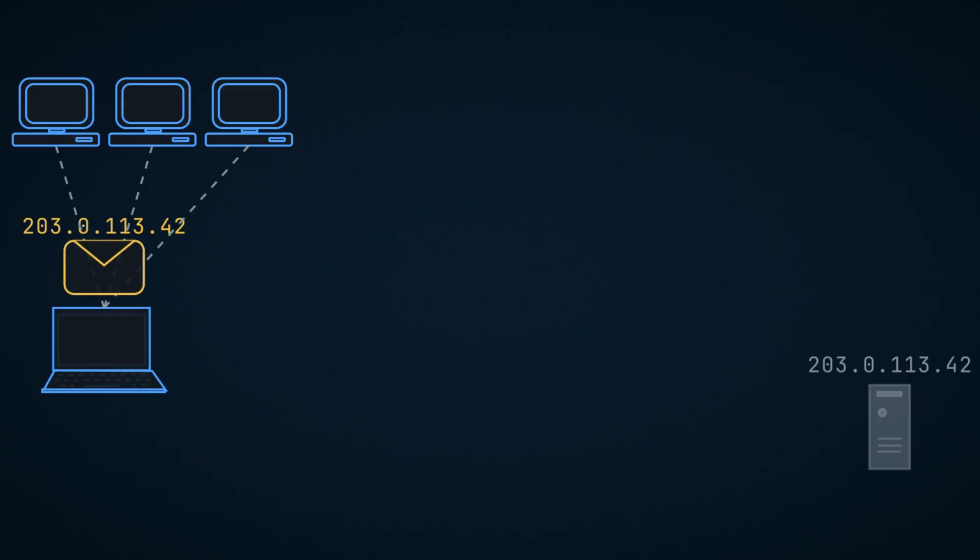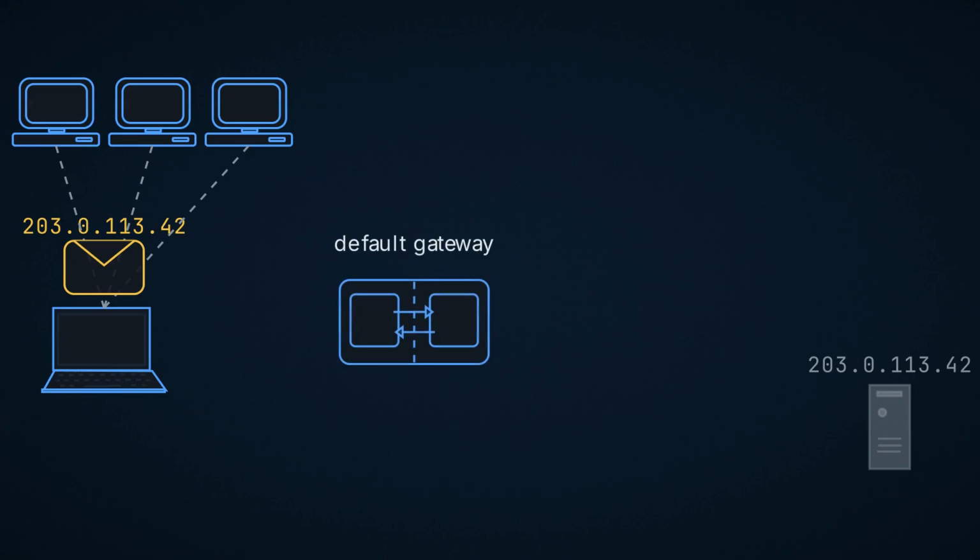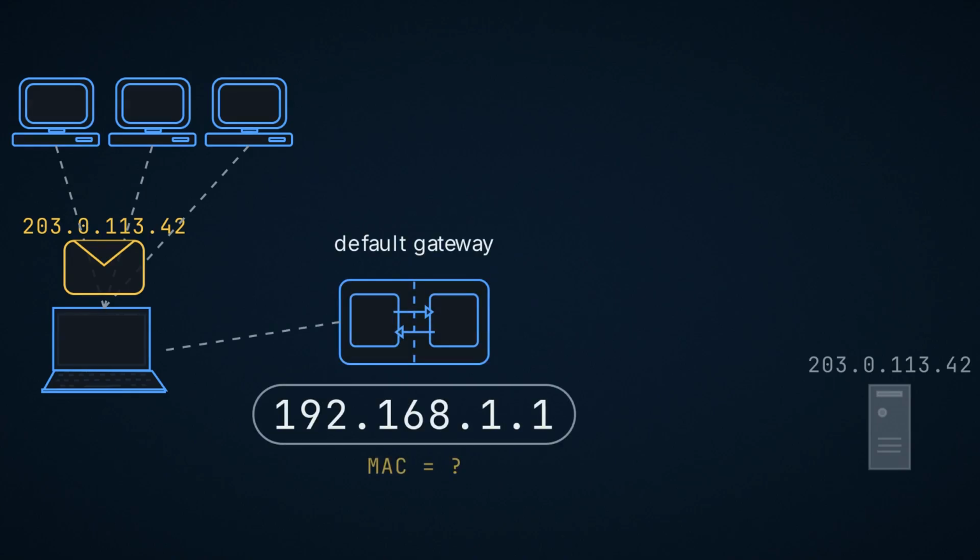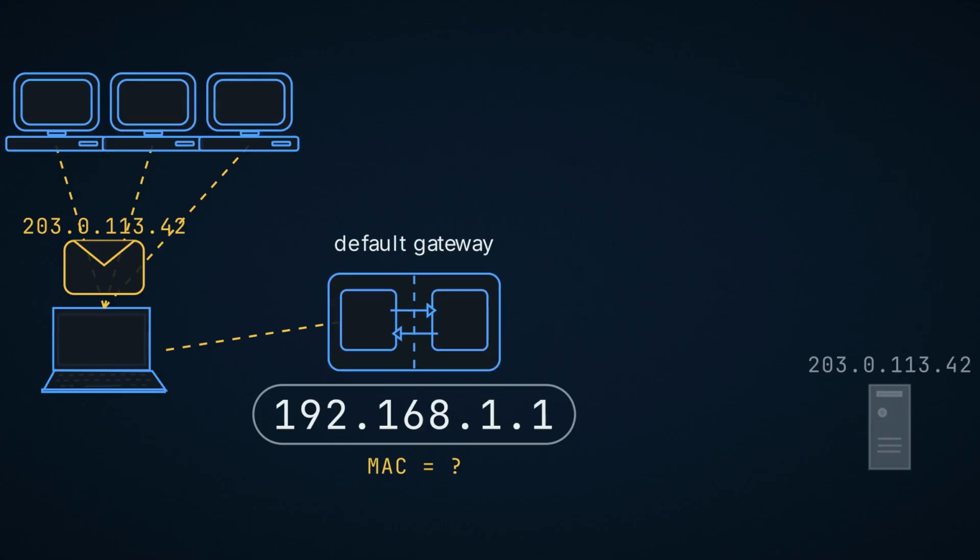So your packet, which is just a chunk of your request wrapped up with addresses on it, has to go to the one device that has a door to the outside world, your router, also called the default gateway. But to hand the packet to the router, your laptop needs the router's hardware address, its MAC address, a serial number burned into the network card, and it might not know it yet. So like a mad dog, it shouts to the entire local network with a protocol called ARP, Address Resolution Protocol.